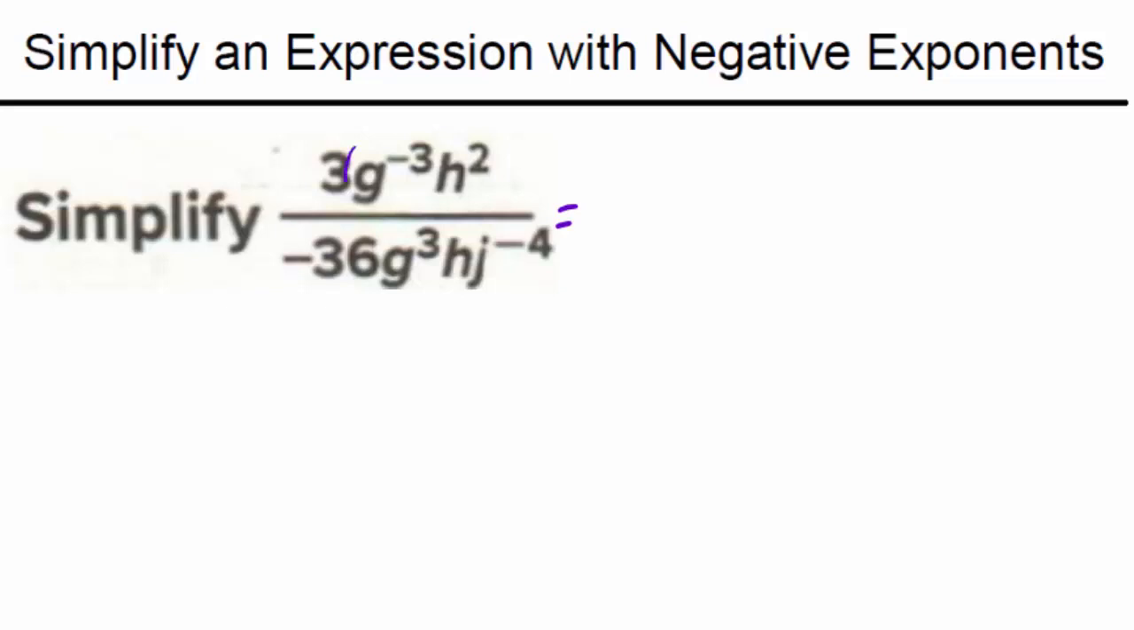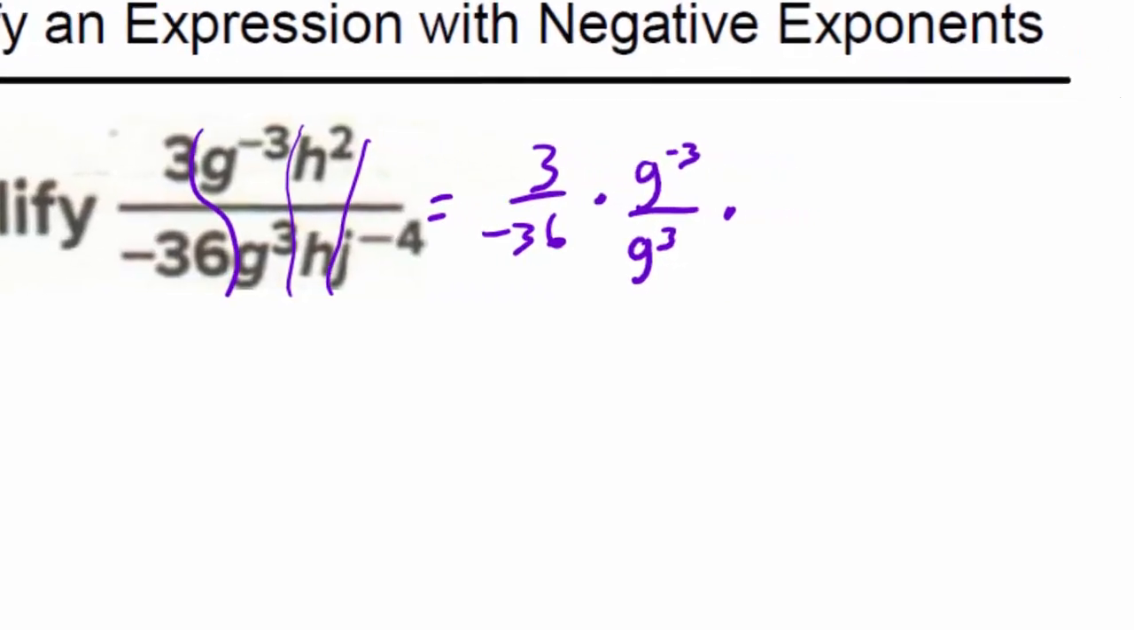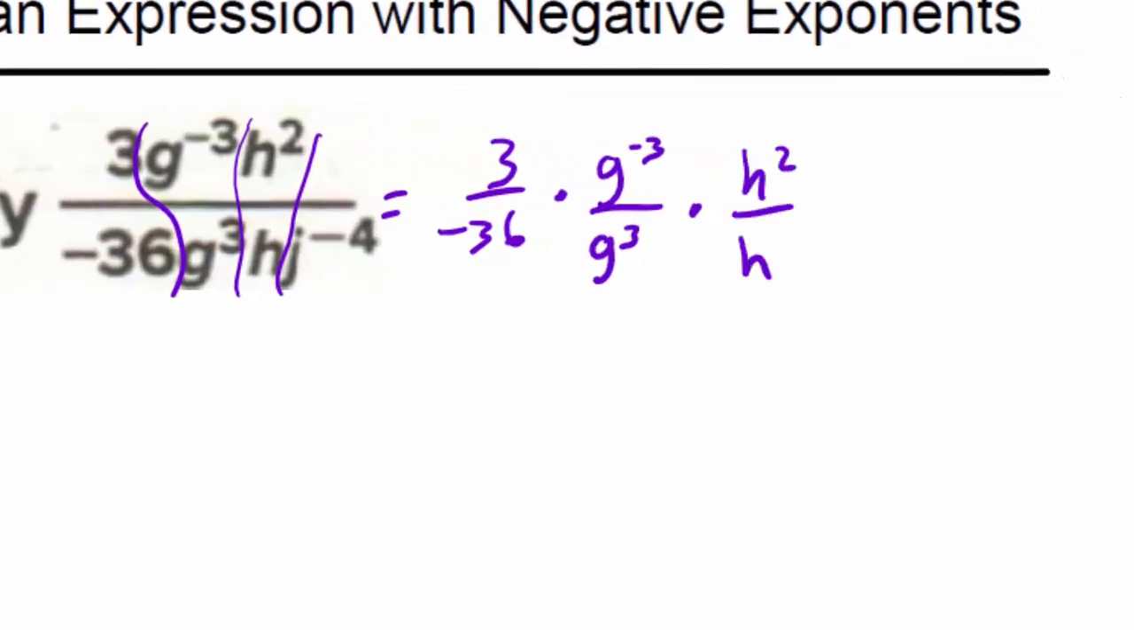Take the numbers out of it right here. So that would be 3 over negative 36 times. And then we'll go to the g. So I have g to the negative 3 over g to the positive 3 times. And then I've got the h's right here. So that would be h to the 2nd over h, and I'm going to put a 1 there as a reminder. It's h to the 1st.